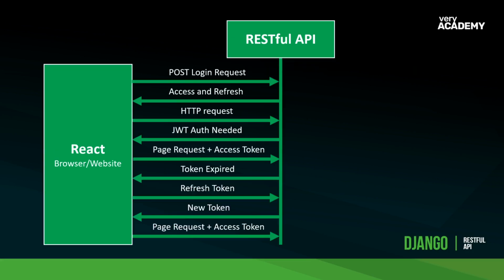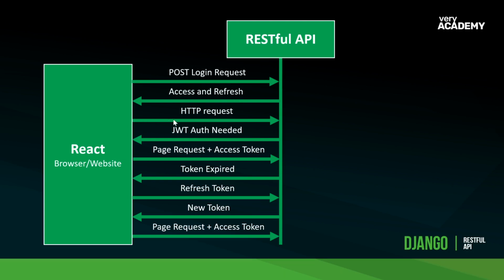Okay, so let's have a look at the whole process, and that's going to give us a better idea of what it is that we need to develop here. So in React, we need a login page because we want to post the login details across to the server. That's the first step. And then once that's happened and we are authenticated, Django is going to send back two tokens, our access and refresh tokens.